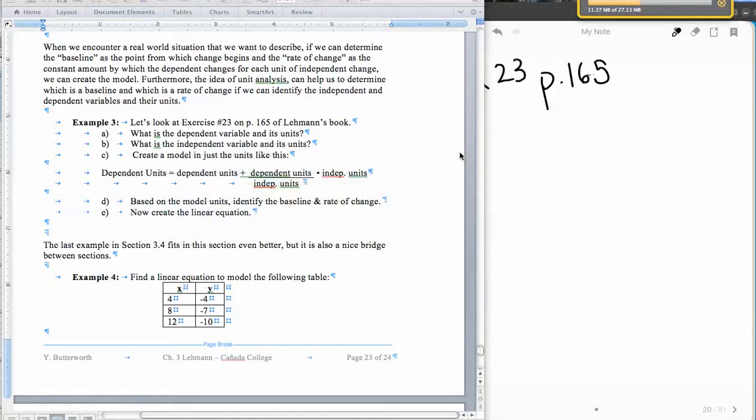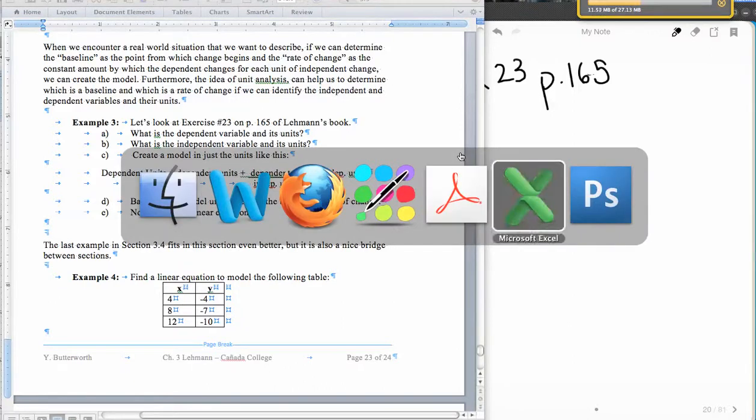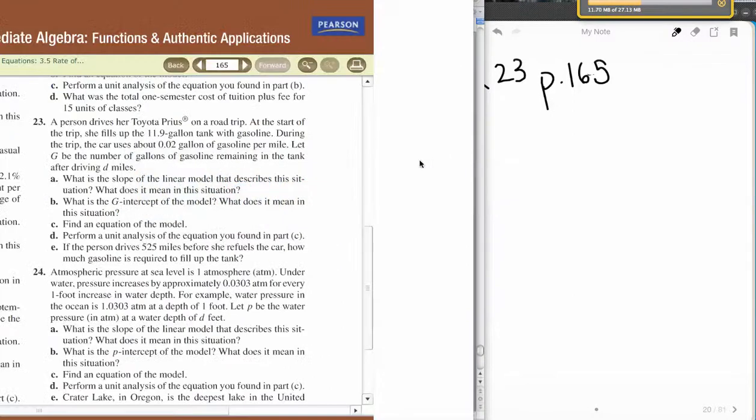There we go. A person drives her Toyota Prius on a road. At the start of the trip, she fills up the 11.9 gallon tank with gasoline. During the trip, the car uses about 0.02 gallons of gasoline per mile. Let G be the number of gallons of gasoline remaining in the tank after driving D miles.